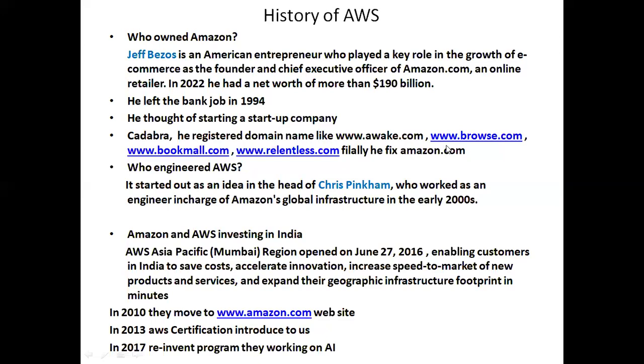So he registered various domains. Here we have many domain names: Kadabra, browse.com, bookmall.com. Like this, he got different domain names registered, and finally they fixed on Amazon.com.